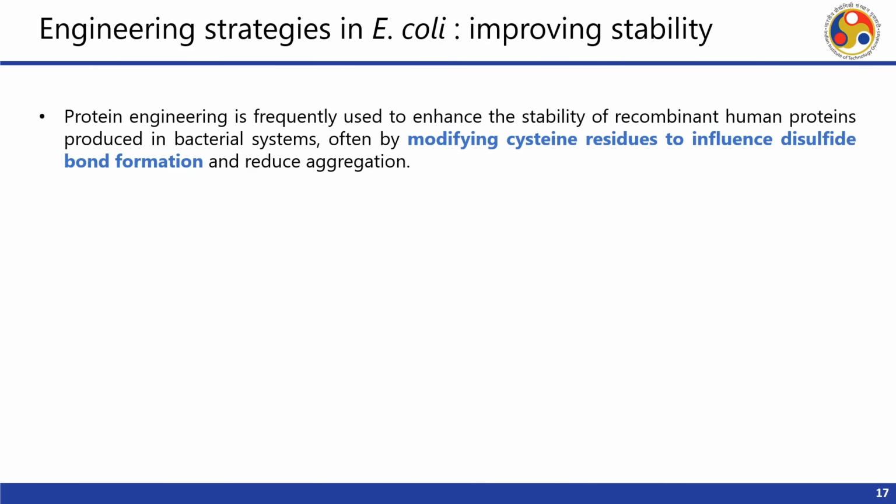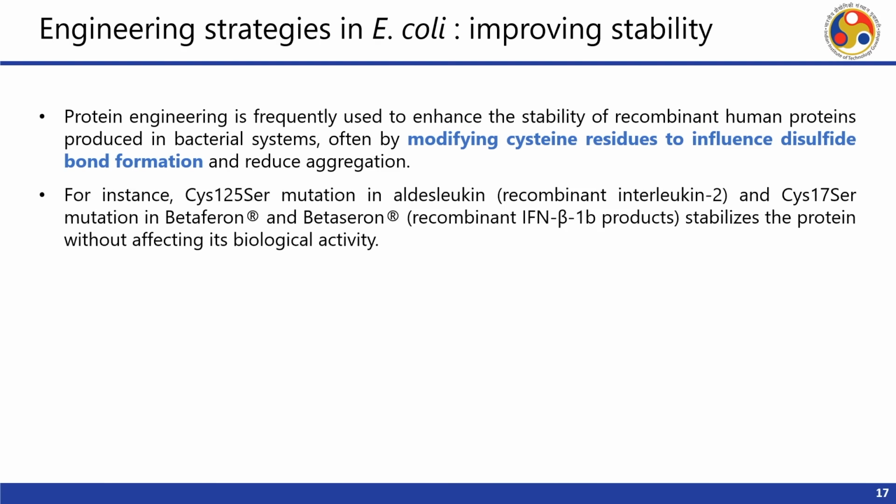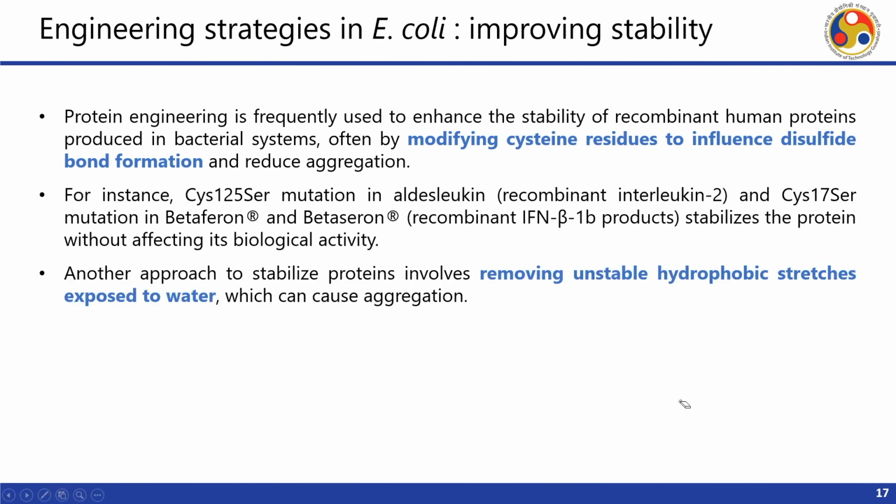Protein engineering is frequently used to enhance the stability of recombinant human proteins produced in bacterial systems, often by modifying cysteine residues to influence disulfide bond formation and thereby reduce aggregation. For example, the Cys125 to serine mutation in aldesleukin, recombinant interleukin 2, and the Cys17 to serine mutation in Betaferon and Betaseron, which are recombinant IFN beta-1b products, stabilizes the protein without affecting its biological activity.